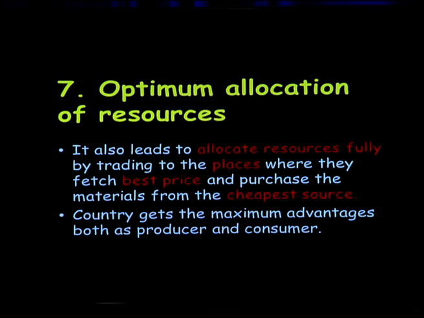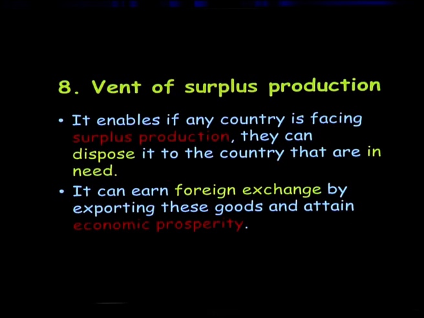International trade also helps in optimum allocation of resources. It allows resources to be fully allocated by trading to the places where they fetch the best prices and purchasing the materials from the cheapest source. The country gets maximum advantage both as a producer and as a consumer. Another advantage is disposal of surplus production. If any country is facing surplus production of goods or commodities, it can dispose of it to a country that is in need. It can earn foreign exchange by exporting these goods and attain economic prosperity.